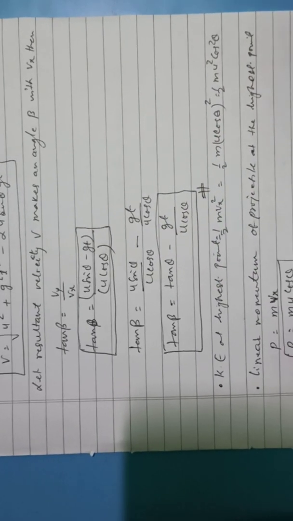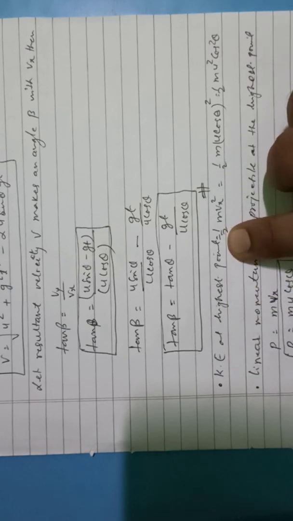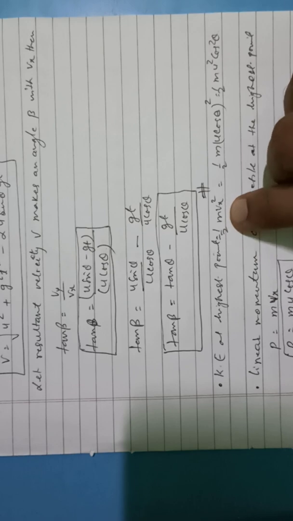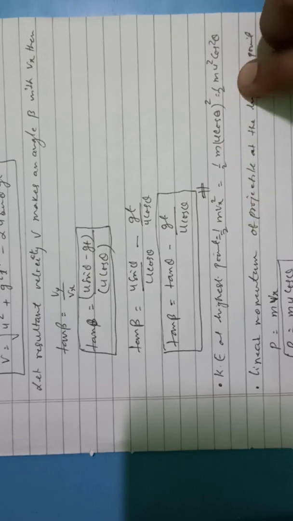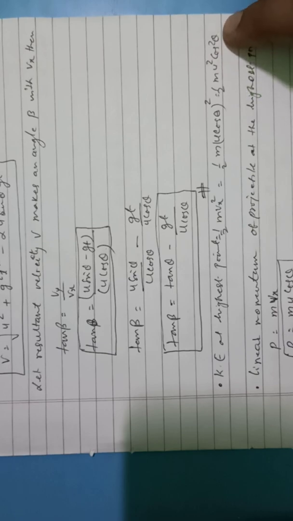Now for your knowledge, kinetic energy at the highest point. What is the kinetic energy at the highest point? Half m Vx square. Vx is equal to how much? U cos theta. Therefore, half m (U cos theta) whole square is equal to half m U square cos square theta.